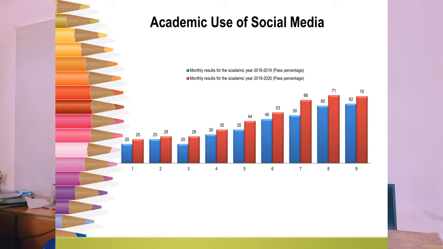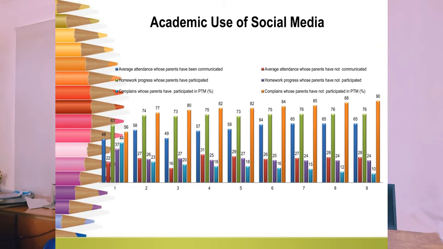Similarly, in terms of the academic year results, when we compare the results of 2018-19 and 2019-20, the 2020 results were much better than the previous year. We also checked the average attendance, the homework progress report, and also the complaints which were received from learners. It drastically increased the attendance of the learners. Also, the progress on homework from the students increased.